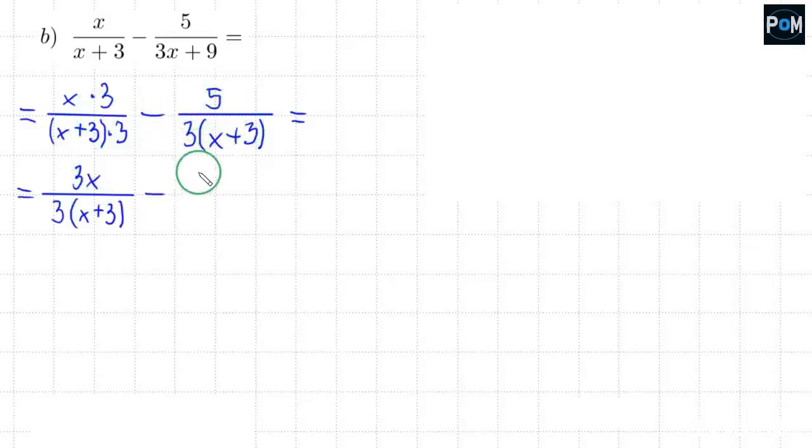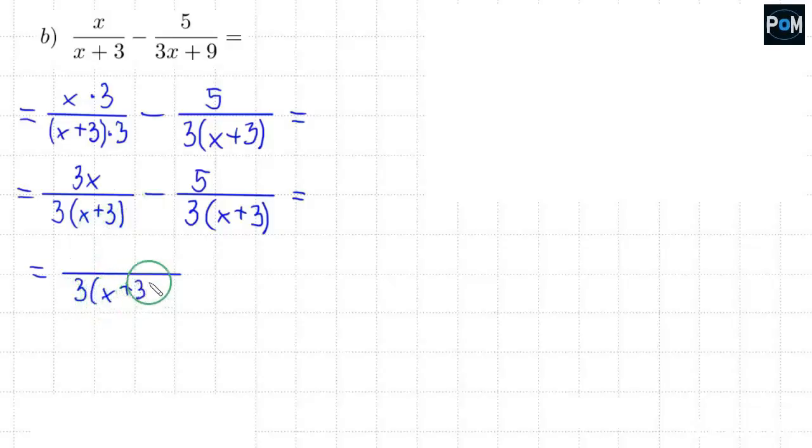Here I change nothing. And now I have common denominators, exactly the same here and here, so I can write it all on one fraction bar, 3, and in parentheses, x plus 3 doesn't change here. And at the top, I write this 3x, copy this minus sign, and copy this 5. And that's the result for my example B.